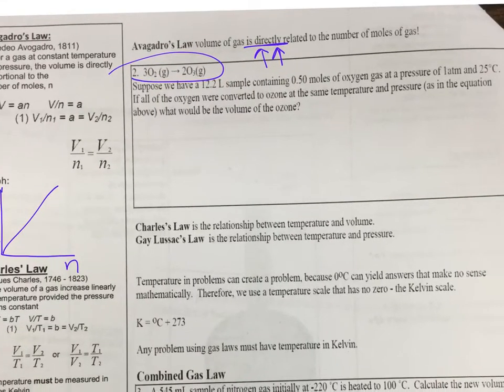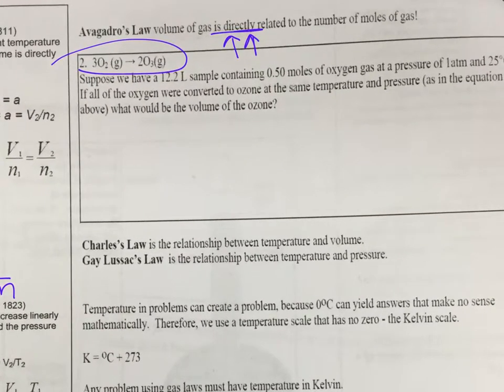It says, suppose we have a 12.2 liter sample containing 0.5 moles of oxygen gas at a pressure of 25 degrees Celsius, and so on. We're all good? Okay, cool. I think you guys can read. So let's go ahead and I'm just going to rewrite my equation so that I have it right in front of me, because you guys know that I like to put my details below it.